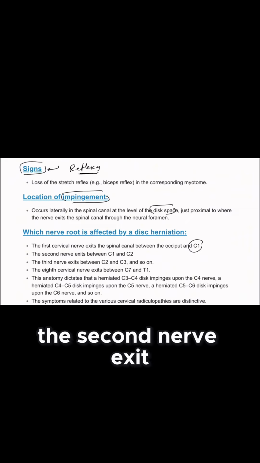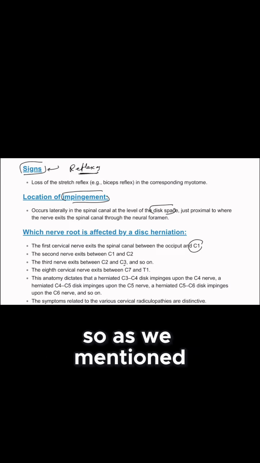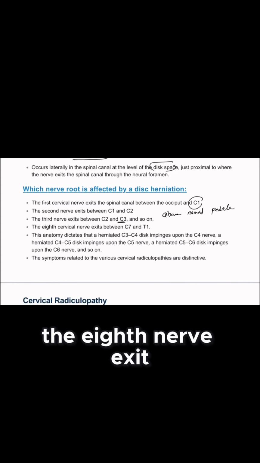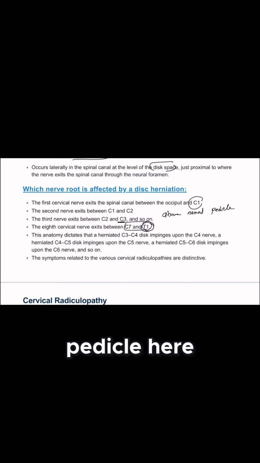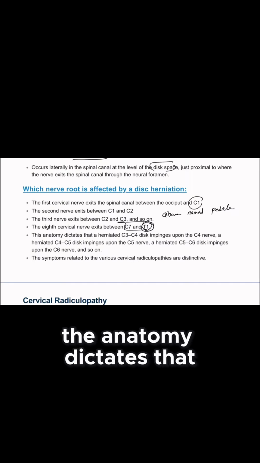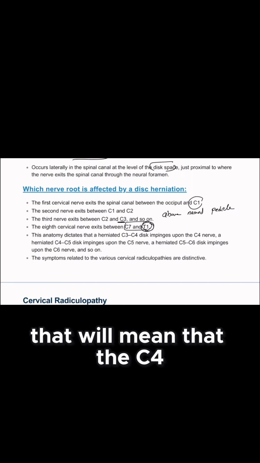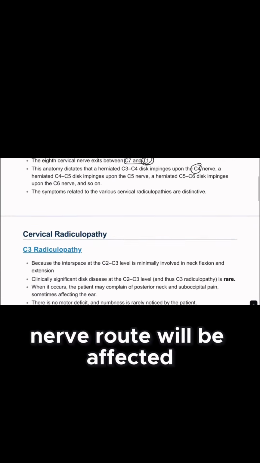The second nerve exits between C1 and C2. And the third nerve exits between C2 and C3. So as we mentioned, you can discern that it's usually above the pedicle. The eighth nerve exits between C7 and T1. So it's not going to be its named pedicle here, because you only have 7 cervical vertebrae and you have 8 cervical nerves. The anatomy dictates that a herniated disc between C3 and C4 will mean that the C4 nerve root will be affected. So the corresponding nerve root will be affected.